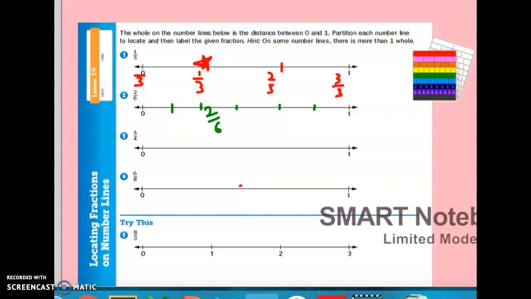Try to complete the rest of this page now. Be sure to check the wholes on the number line and the denominators for each fraction.